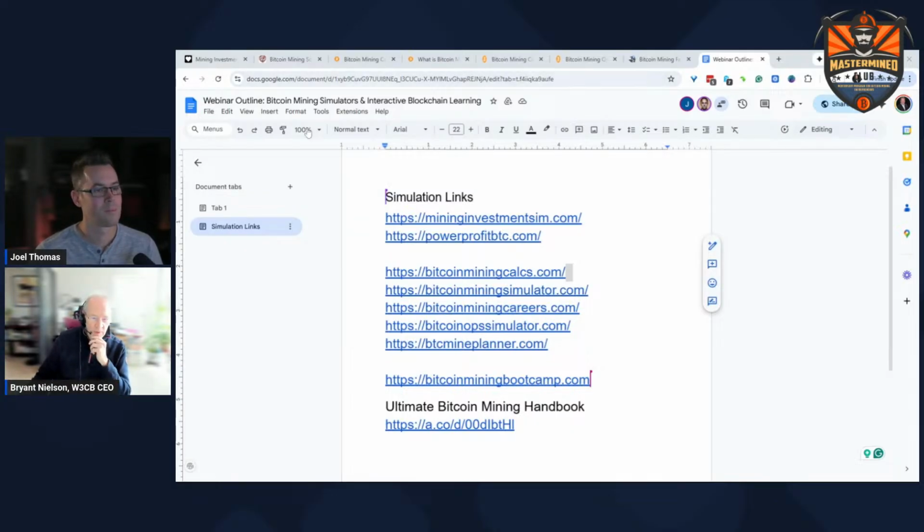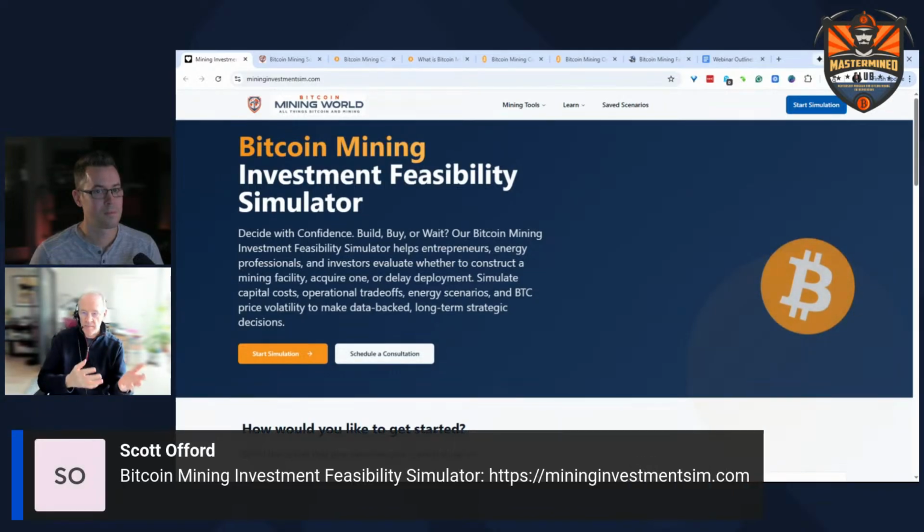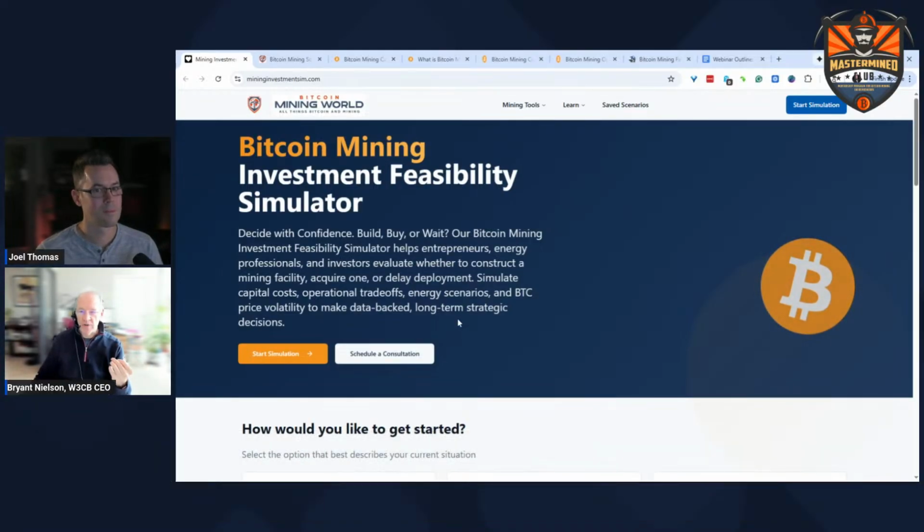What I really wanted to start with is this first one, which is the Bitcoin mining investment feasibility simulator. I was having this discussion with Scott, and we were talking about how do you go about understanding whether you should be doing this, and what type of investment should you make? Should you be buying Bitcoin, or should you be moving into some mining, or even creating a hybrid situation? So the very first simulator that I built for Scott is this one here, the Bitcoin mining investment simulator.